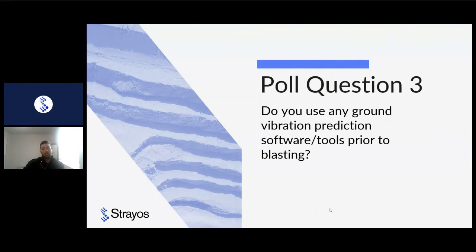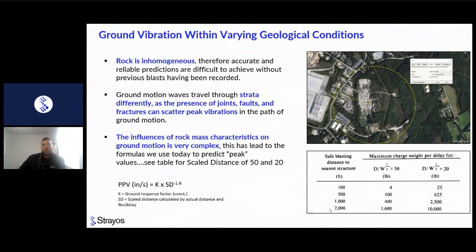We'll look at some options here. With ground vibration, especially in varying geological conditions, rock is not homogeneous, so it's not going to be consistent. Subsurface conditions are not always known, and this is going to have a direct effect on how ground motion waves travel through the rock. The presence of joints, faults, and fractures can really scatter peak vibrations in the direct path of ground motion. The influence of rock mass characteristics on ground motion is very complex.